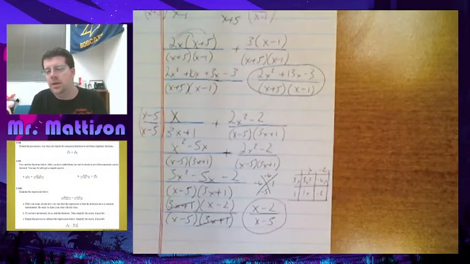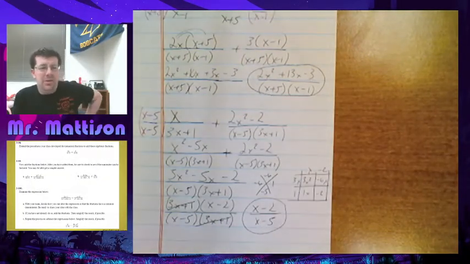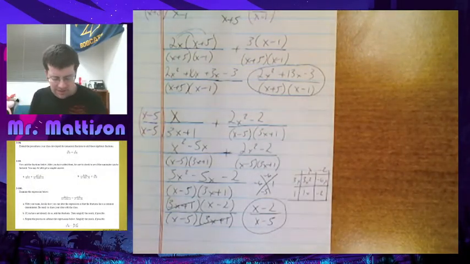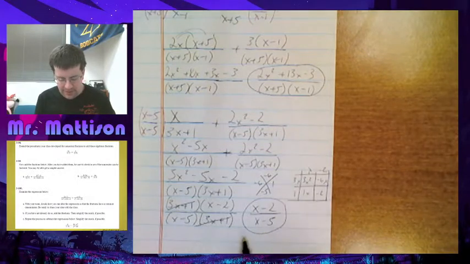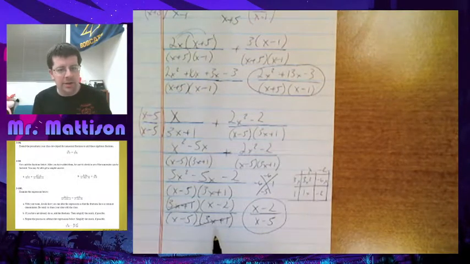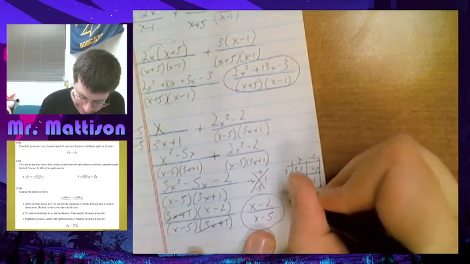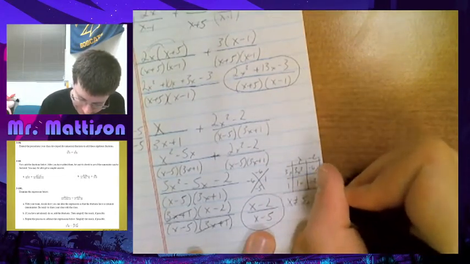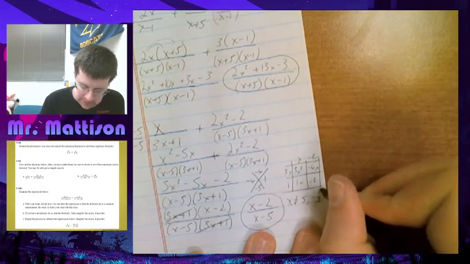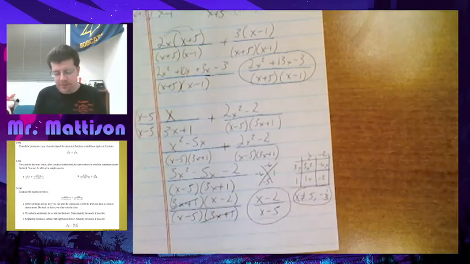Once again, we do have those same domain restrictions. I would say x cannot be 5 or negative 1/3. And there we go. Awesome.